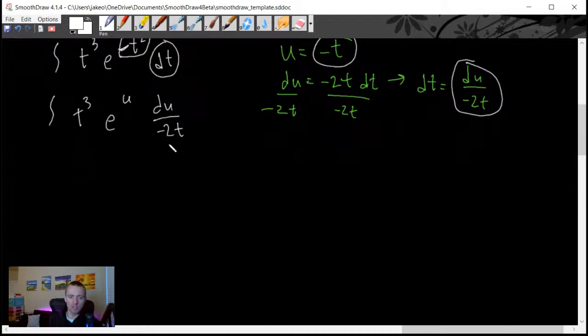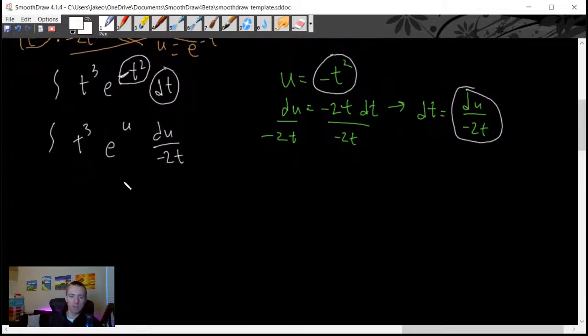This doesn't really seem like this got us any closer. Let's think kind of how this will simplify, though, because what you're going to find is this t here is going to cancel with one of the t's here. So this is going to change to a 2, and this is going to cancel. So we're going to get the integral of t squared times e to the u du, and then we can pull out a negative 1/2 from the integral. So we'll just pull this negative 2, which is on the denominator down here, out of the integral completely.